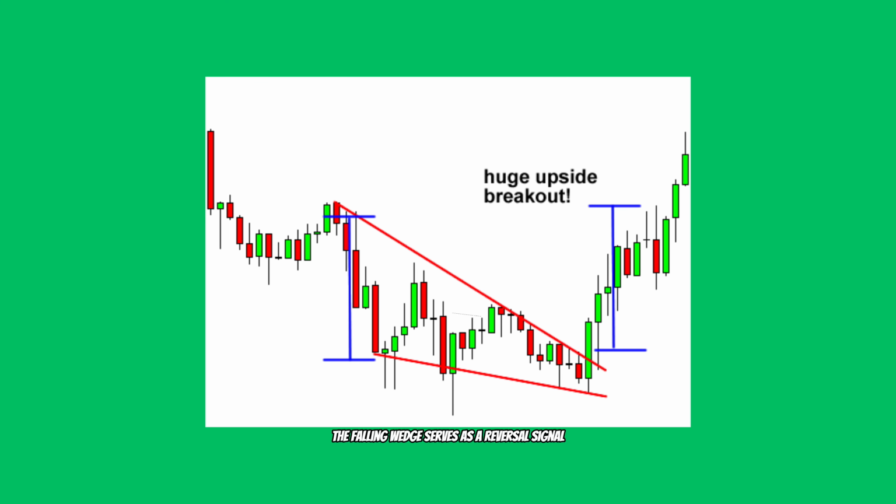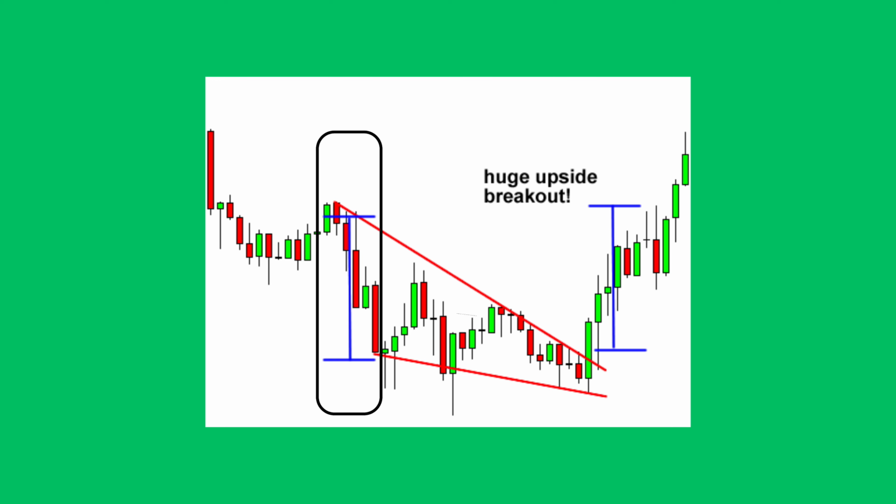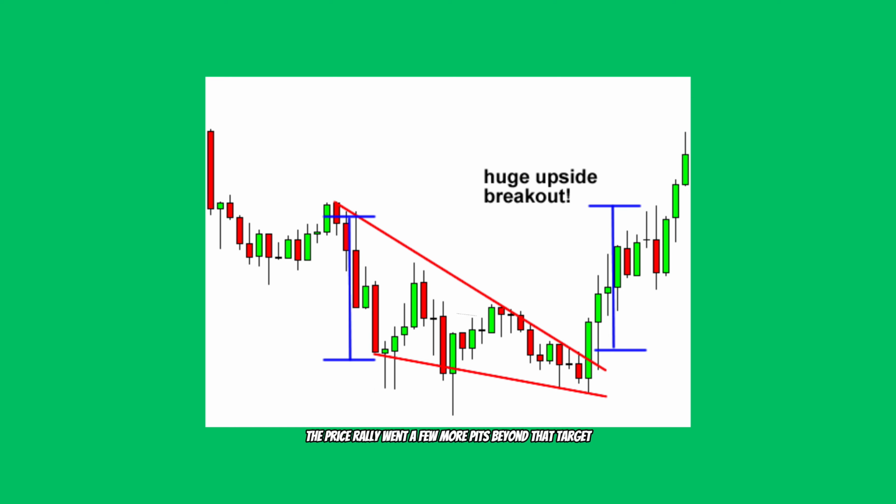In this example, the falling wedge serves as a reversal signal after a downtrend. The price made lower highs and lower lows. Notice how the falling trend line connecting the highs is steeper than the trend line connecting the lows. Upon breaking above the top of the wedge, the pair made a nice move upwards that's approximately equal to the height of the formation. In this case, the price rally went a few more pips beyond that target.